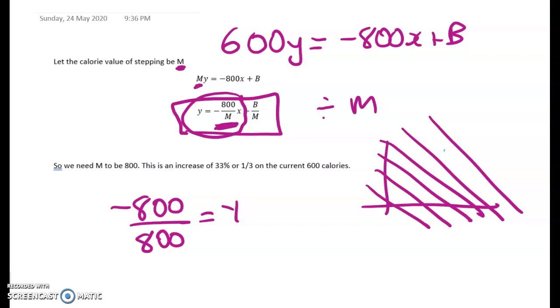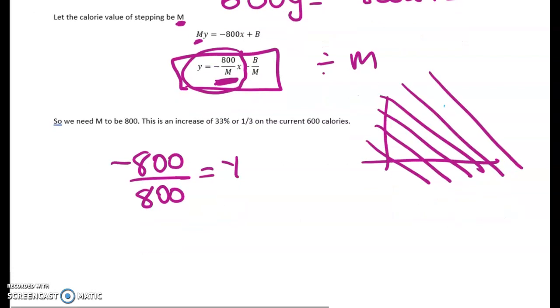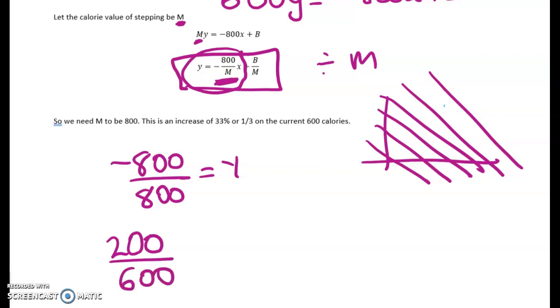So if I have -800 over 800, my gradient will be -1. Okay, so how big an increase is that? Well, I'm going from 600 to 800. So the percentage change is the 200 increase divided by the original amount, which is a 1/3 increase on the current 600 salaries. The last thing that I should do is figure out how much better her calorie burn is going to be if we do this. And this is what it looks like.